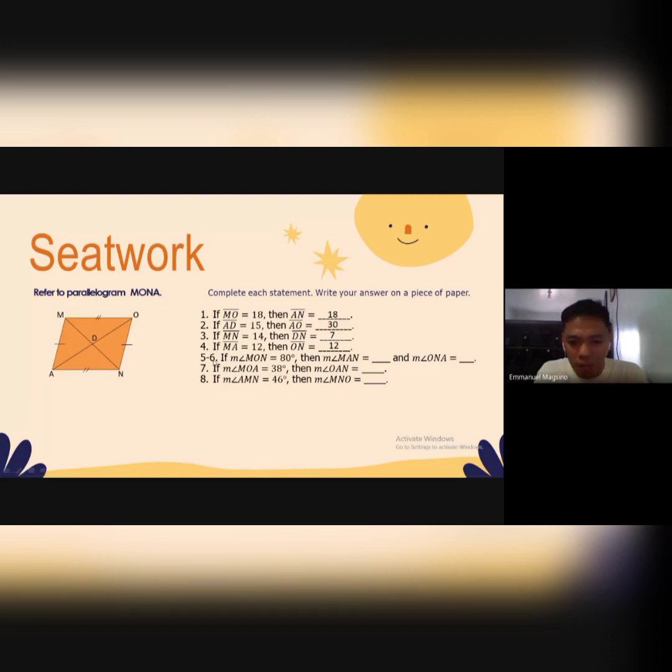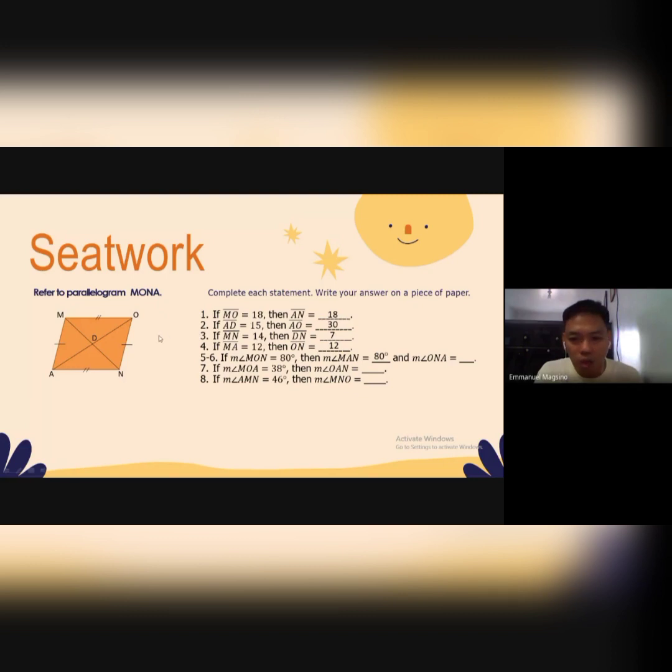Next, from 5 to 6, if measure of angle MON is 80, so kung 80 daw po ito, ilan yung measure of angle MAN? So ito yung hinahanap, no? So yung MAN natin, kung ito daw po ay 80 degrees, ilan itong MAN? So ang sagot natin ay 80 degrees din. Anong properties? Opposite angles are congruent.